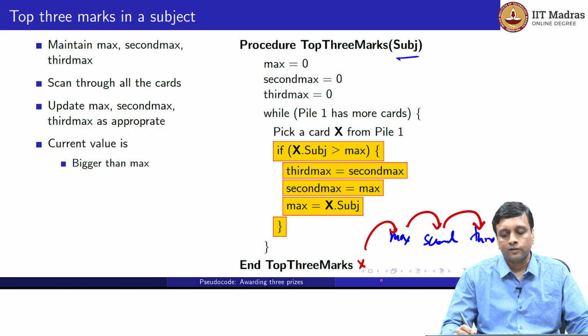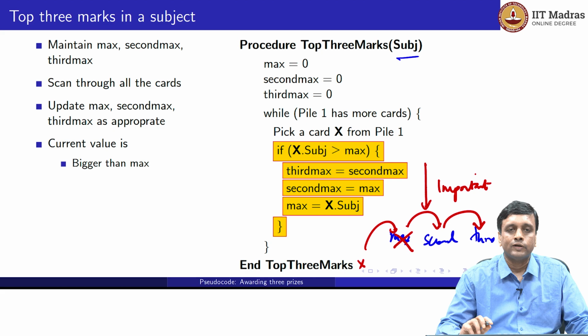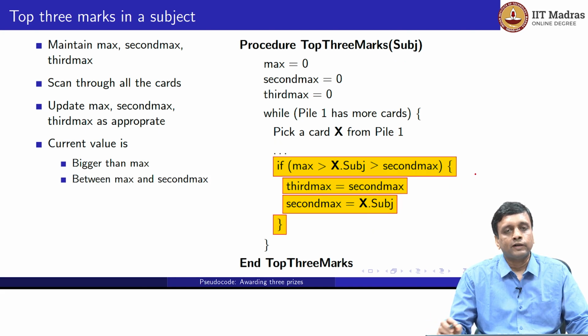Because if we do it in another order, if we first do this for instance, then the old value of max is gone. Then we can't copy it to second anymore. So this order is important, right? We have to start with the value that we are willing to discard. In this case, the third max is no longer useful to us, we are willing to discard it. So we overwrite the third max with the second max, then we overwrite the second max with the max, and then we finally replace the max with the current card value, because the current value by assumption is bigger than the max.